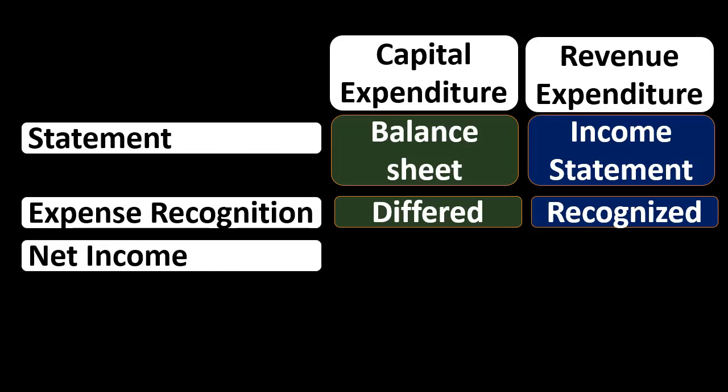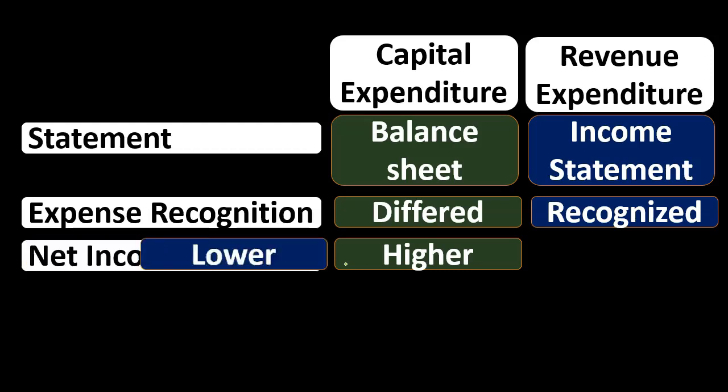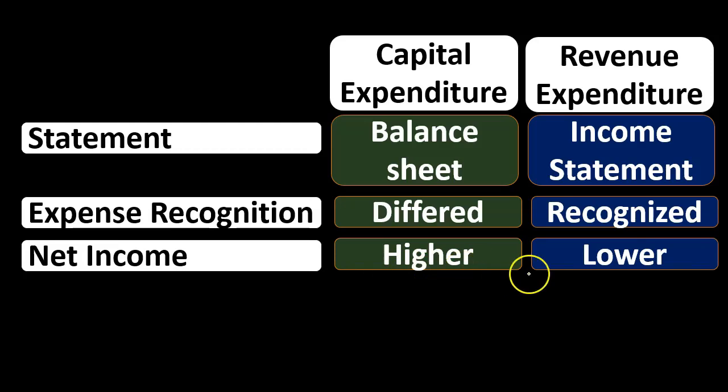When considering net income then, under the capital expenditure, it's going to be higher in at least the year of the expense. So at the year of the expenditure, the payment that we make, the net income would be higher because we wouldn't be expensing it at the point in time we make the payment. We would be putting it on the books as an asset, as we did, for example, with the forklift itself. Whereas if we were talking about a revenue expenditure, net income would then be lower. And again, you can kind of see how that would relate to taxes.